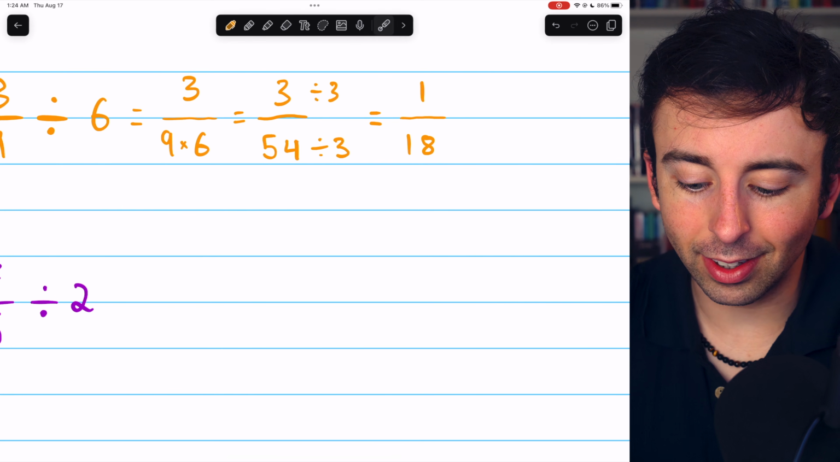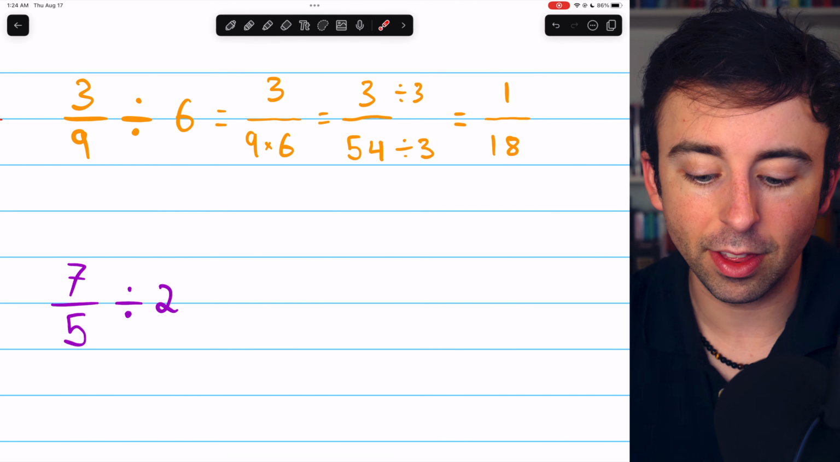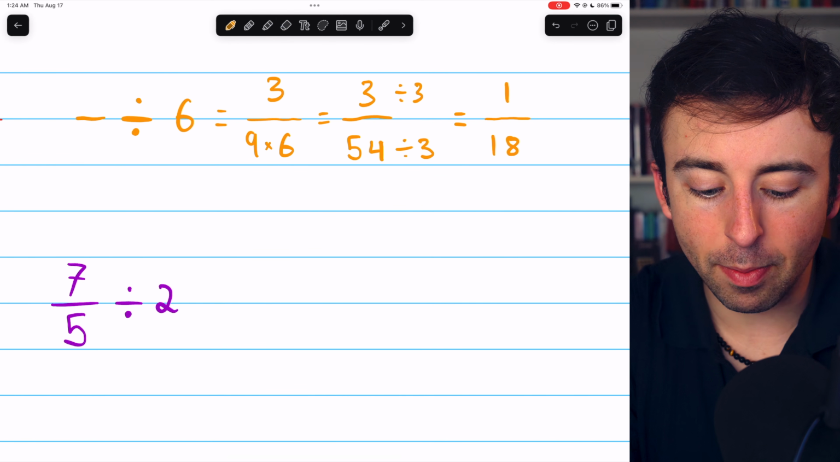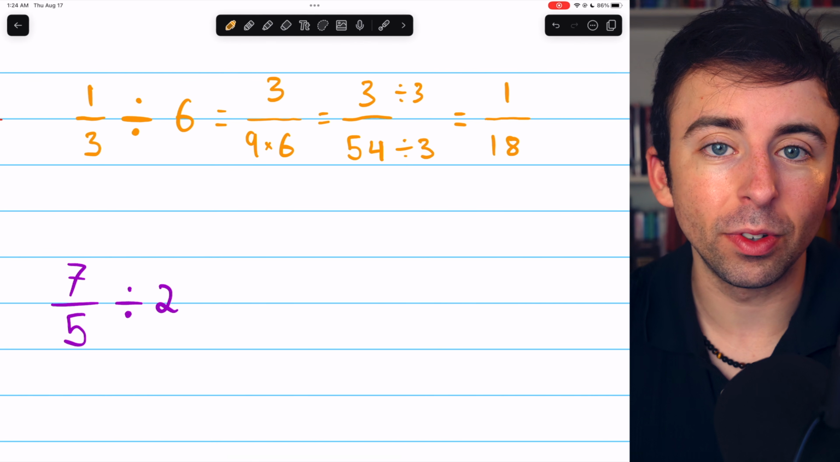Note that you could have made this a little easier on yourself by just reducing 3/9 in the first place. You might have recognized that 3 over 9 is the same as 1 over 3. If you did that, you wouldn't have had to reduce at the end.